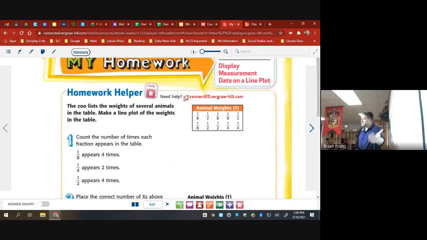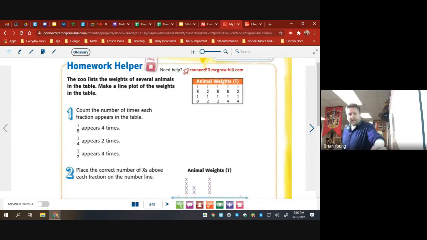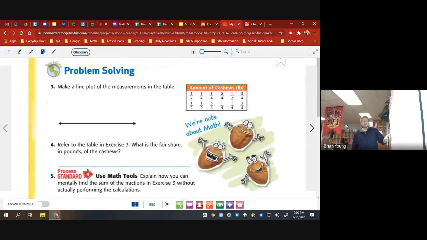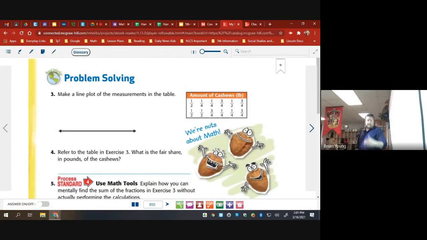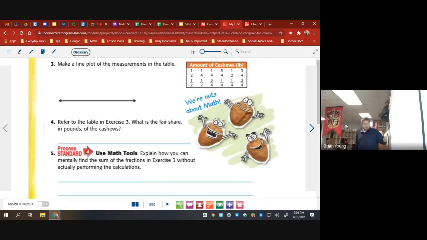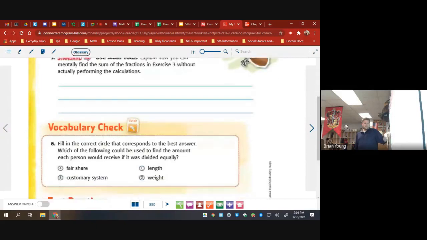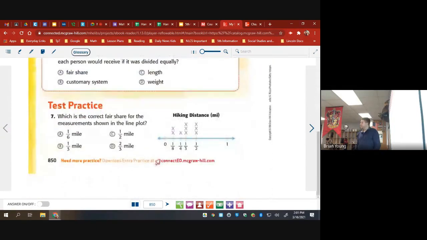You're looking at these numbers, okay? And on the backside, you have one that you're actually going to make one. So you're going to do what we did, and then you're going to tell me what is the fair share in pounds, which is already there. And I think the rest of it should be pretty self-explanatory, okay?